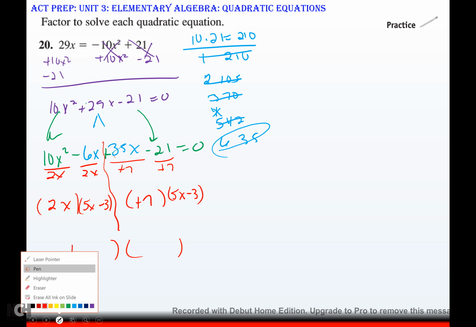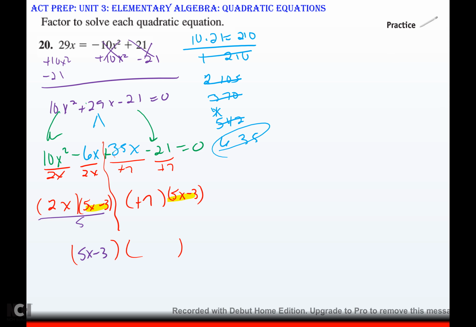So my GCF again, notice I have matching binomials. My GCF again is going to be 5x minus 3. To get what's left, I divide by 5x minus 3. And in red is what's left, which is 2x plus 7.